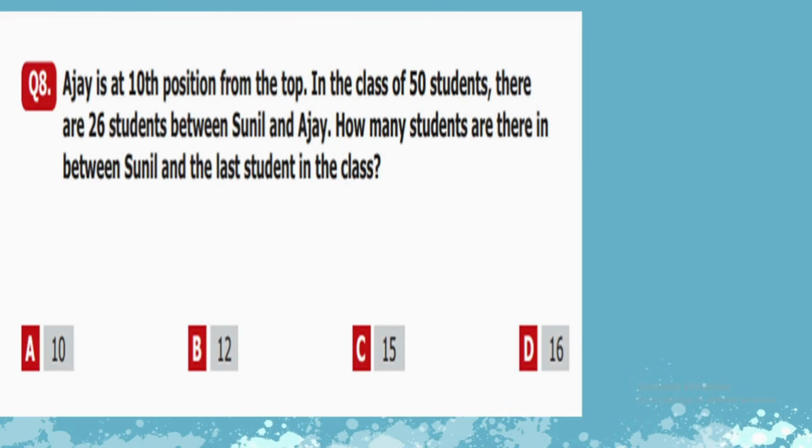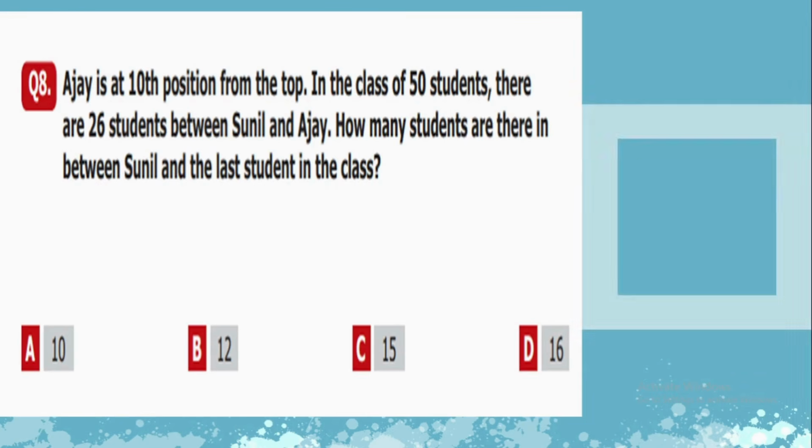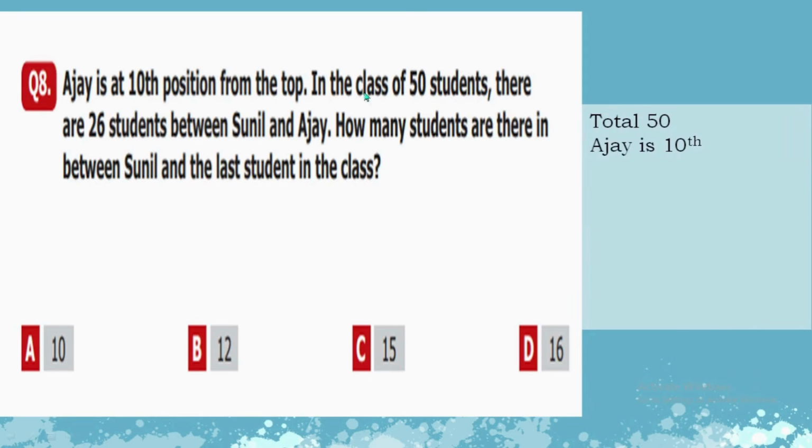Question number 8 is, Ajay is at 10th position from the top in the class of 50 students. There are 26 students between Sunil and Ajay. How many students are there in between Sunil and the last student in the class? So let's write the basic information first. There are total 50 students and Ajay is at 10th position. There are 26 students between Ajay and Sunil, so we will add 26 into 10 and it is 36. It means that Sunil is at 37th position because they use the word between. So that's why we are going to skip the 10th position and the 37th position will be the Sunil's position.